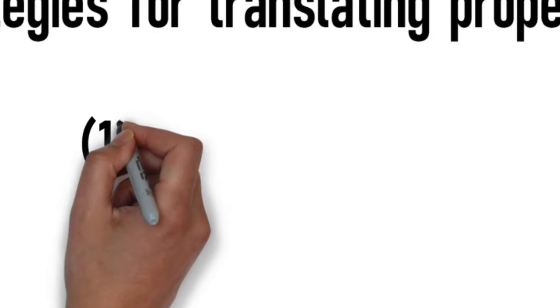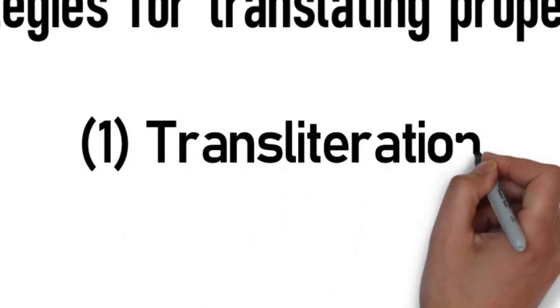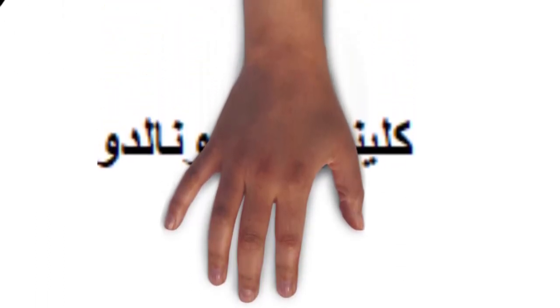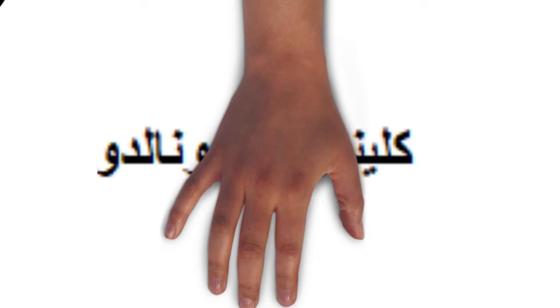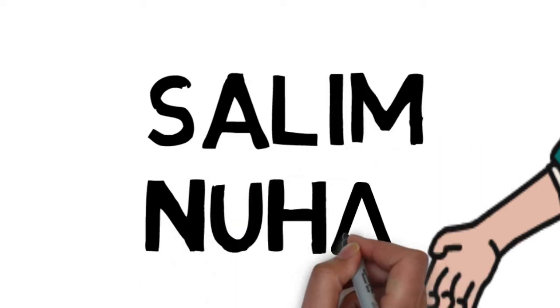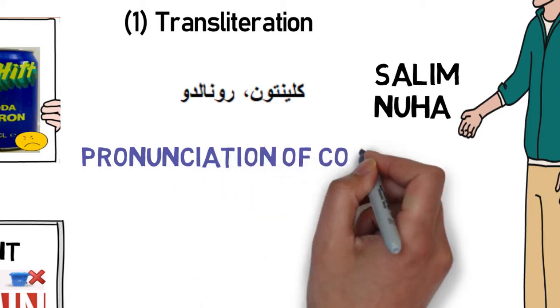The first strategy is transliteration. Transliteration is to borrow any word from the source language using the alphabet of the target language, like Clinton, Ronaldo from English, or Salim, Noha from Arabic, and so on. You can transfer any word that way.